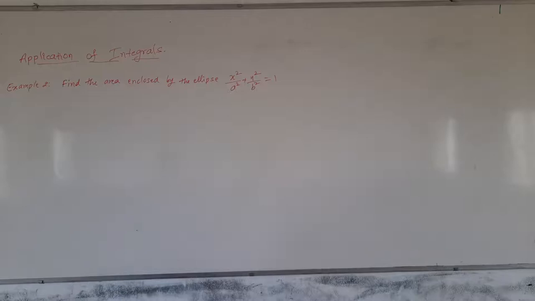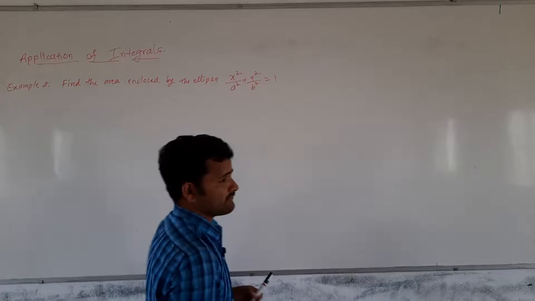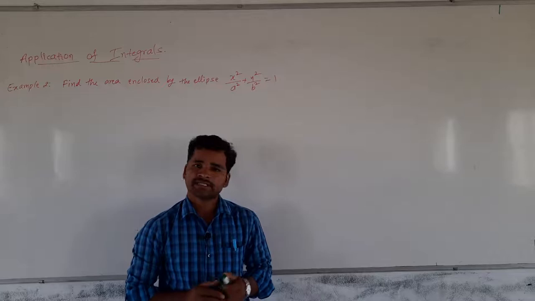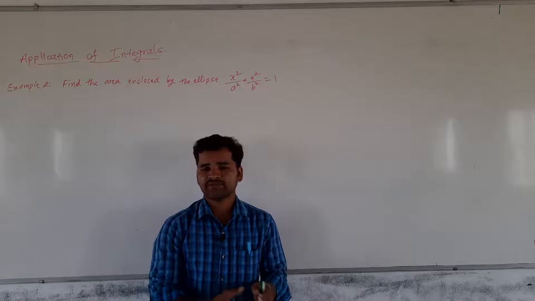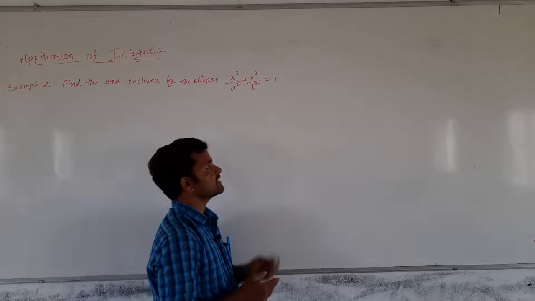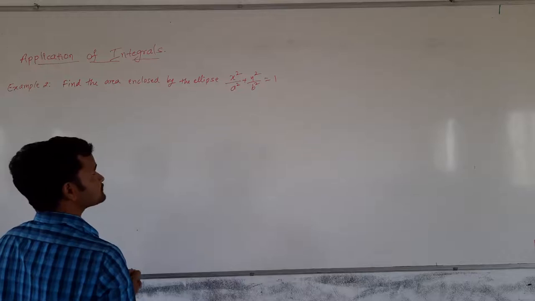I hope you know the area of an ellipse. What is the area of ellipse formula? The area of ellipse formula is pi AB, where A is the length of the semi-major axis, B is the length of the semi-minor axis. The area of ellipse is pi AB. As the area of a circle is pi r square, you know, in the same way, the area of ellipse formula is pi AB. I hope you know this. And now let us try to get whether it is correct or not. We will check it. X square by A square plus Y square by B square is equal to 1.